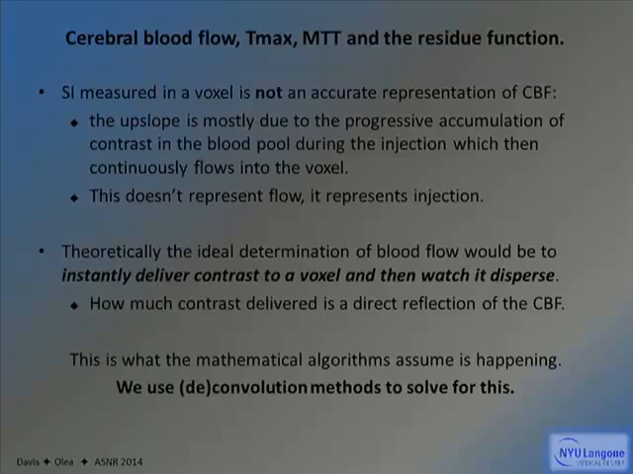Theoretically, the ideal way to determine blood flow would be if you could just instantaneously take contrast, put it in the voxel, and then watch it disperse. And then you would know you're not dependent on accumulating contrast. You're just delivering it into the voxel and watching it flow out. That's exactly what our mathematical algorithms do when we use deconvolution methods. So to understand that, we need to move into deconvolution and understand what this phrase is.